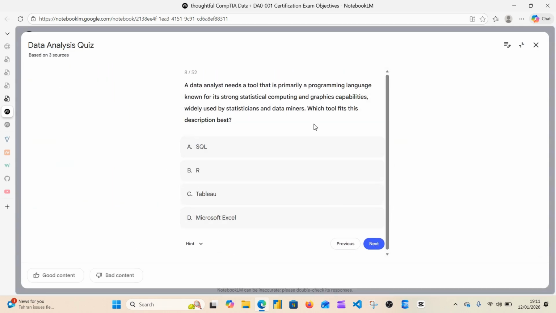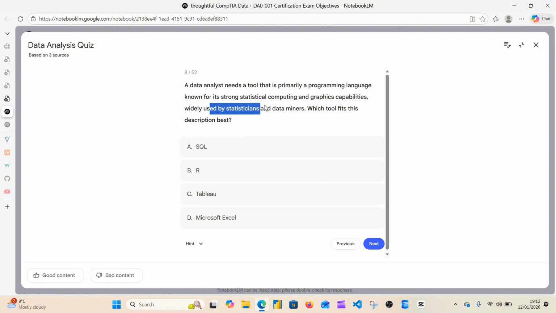Next, a data analyst needs a tool that is primarily a programming language known for its strong statistical computing and graphics capability, widely used by statisticians and data miners. Which tool fits this description best? A data analyst needs a tool that is primarily a programming language. Okay, if you're looking at a programming language, then it's between these two. Known for its strong statistical computing and graphics capabilities. This is the key.